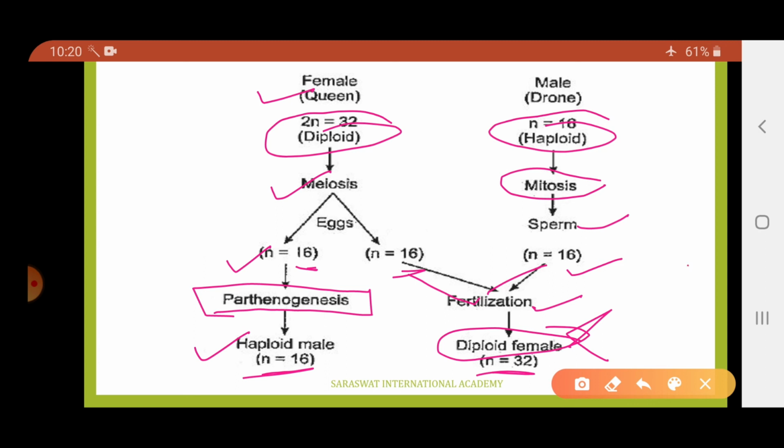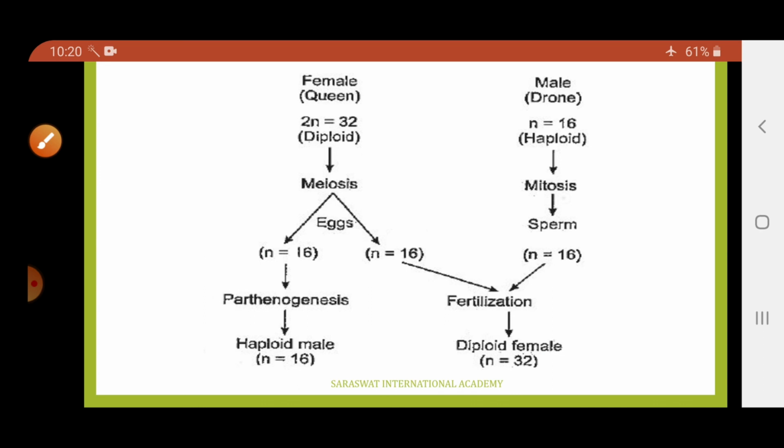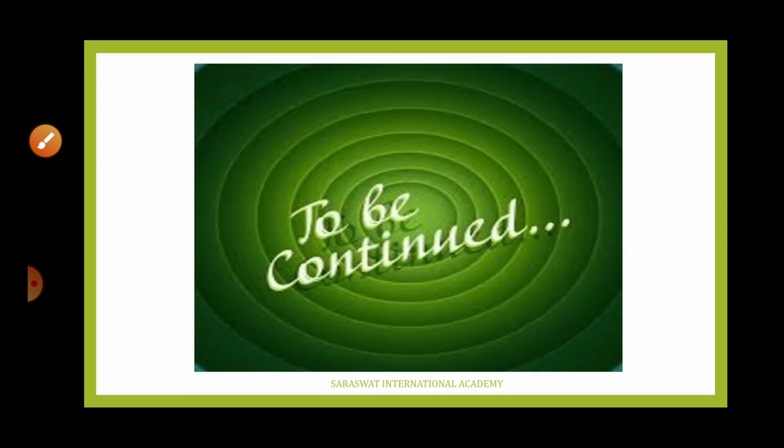So here we come to the end of our topic, sex determination. The next topics we will be studying in the next lectures. So today we have studied polygenic inheritance, pleiotropy, as well as the sex determination methods. I end my lecture here.